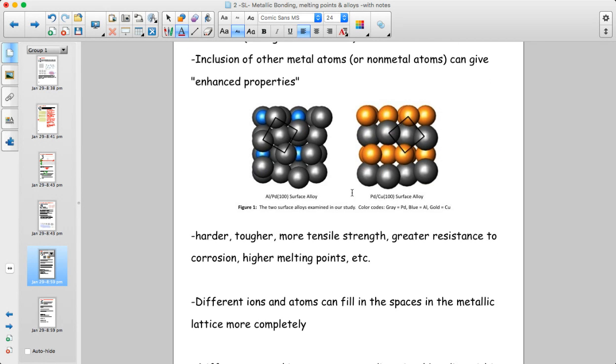Okay, so what are some of those enhanced properties? Well, alloys compared to pure metals tend to be harder, they tend to be tougher, they tend to have more tensile strength, which is very important in engineering. It means that they can sort of be pulled and bent with much more force without breaking. They often have greater resistance to corrosion, and they often have higher melting points. So alloys are extremely, extremely important.